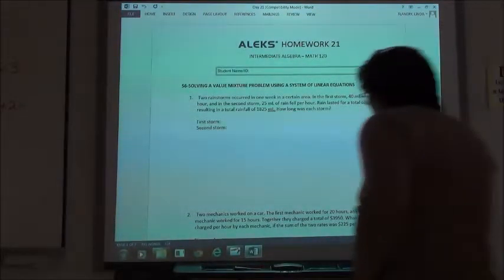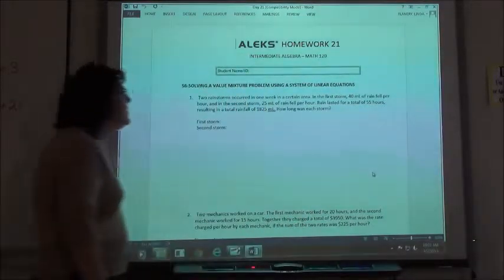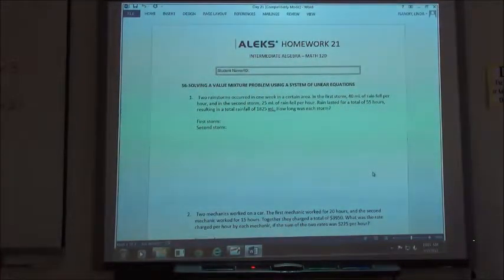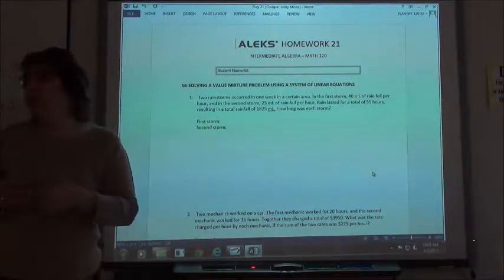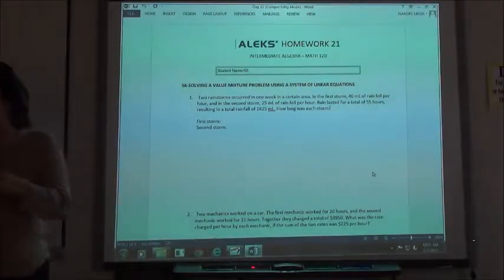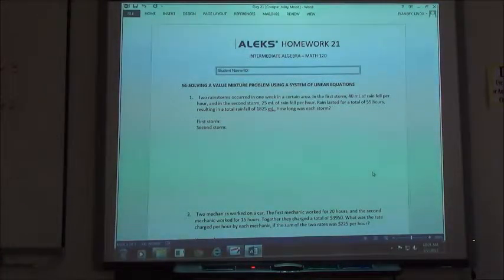So homework 21, going to be working with systems of equations to solve some different kinds of word problems. The first one talks about being a value mixture problem. A lot of times it'll have to do with money and amounts, or in this case milliliters and amounts.